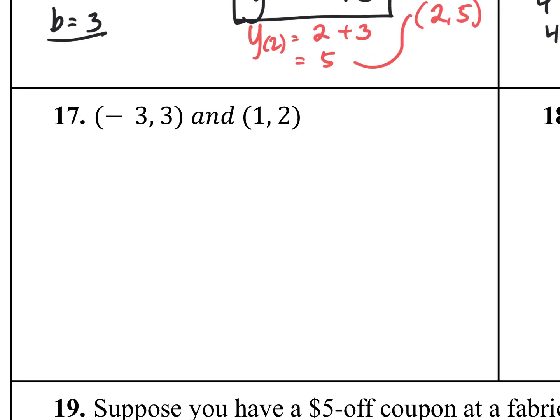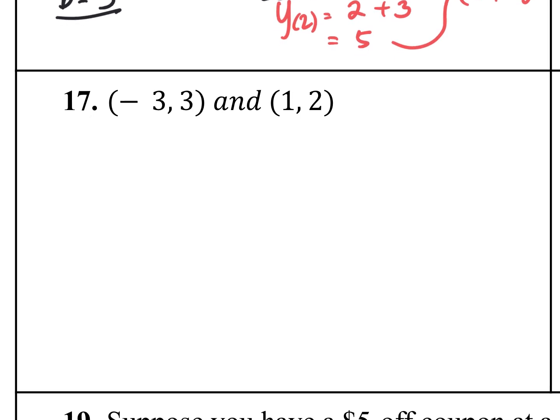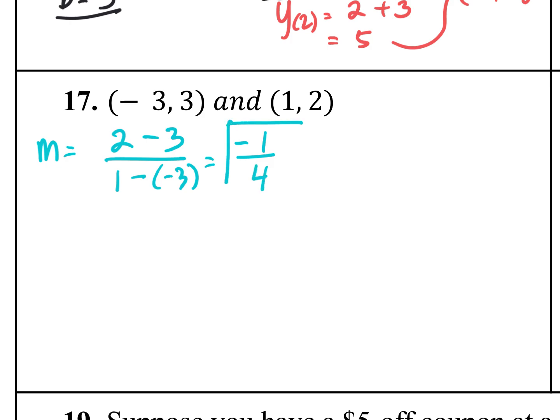Next is going to be negative 3, 3, and 1, 2. So find the slope. This is going to give you 2 minus 3 over 1 minus 3. So this is going to give you negative 1 over 1 plus 3, which is 4. So our slope here is negative 1 over 4.